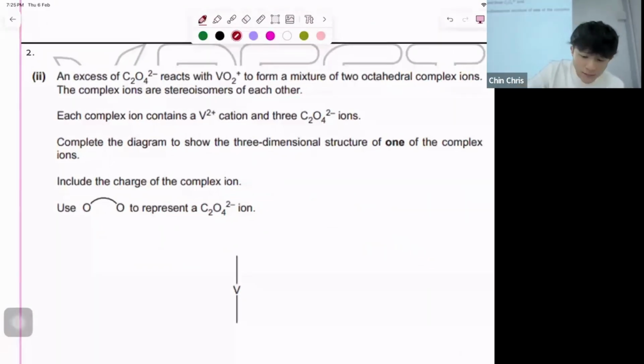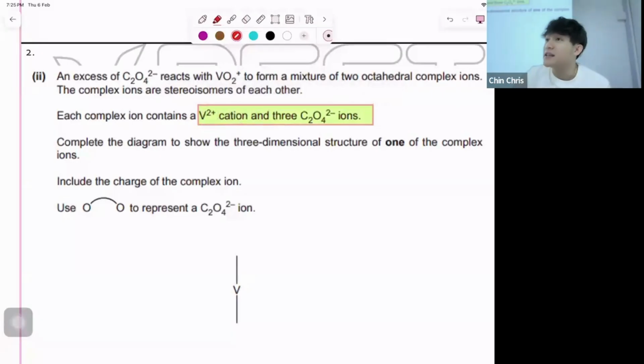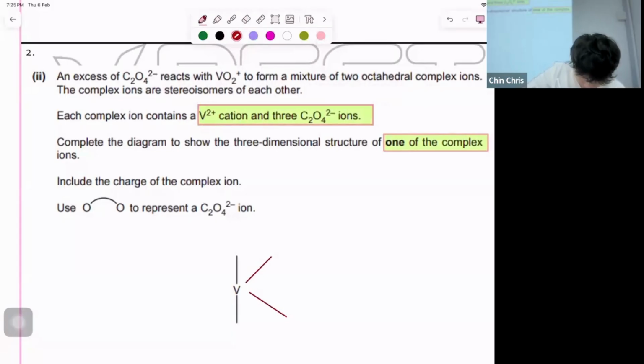Alright, very simple. The complex stereoisomerism. Highlight the word three. This shows three C2O4 2- to show the three-dimensional structure of one complex ion. They just want you to show one. Basically, they are quite lenient already. So how to draw the first one? Very simple. This question, I'll just guide you how to do it because it's too easy already.